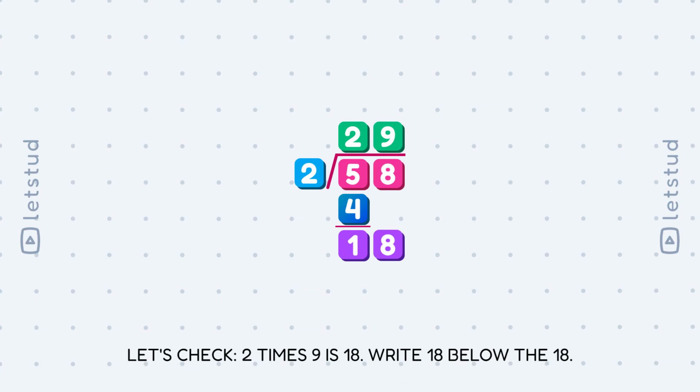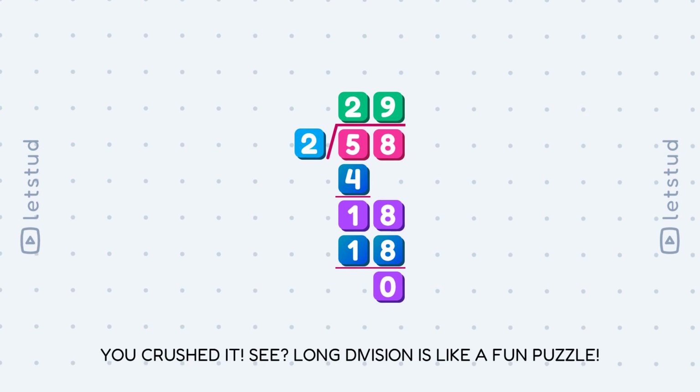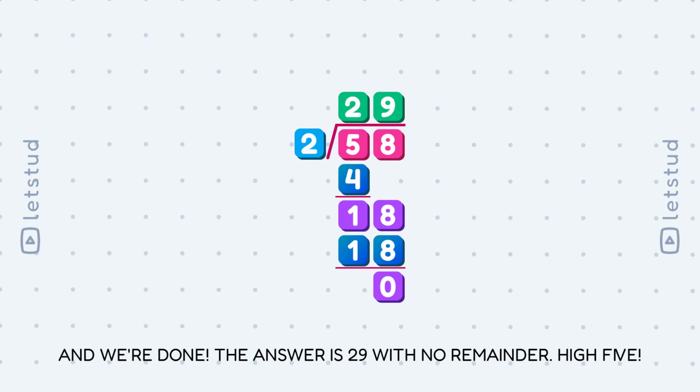Let's check: 2 times 9 is 18. Write 18 below the 18. Subtract 18 from 18. That leaves us with 0. Perfect. You crushed it. Long division is like a fun puzzle. And we're done. The answer is 25 with no remainder.